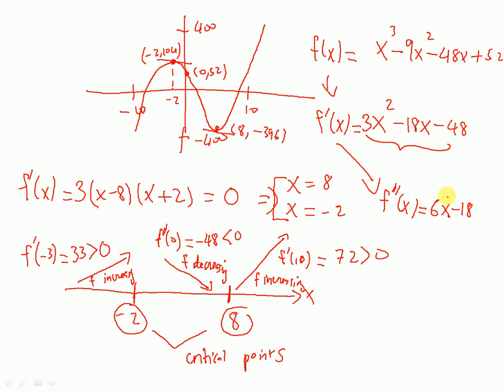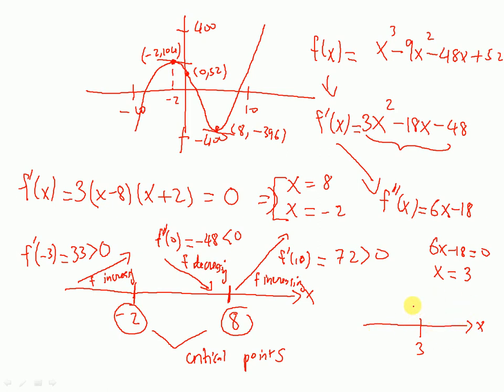Now, again, when you get your second derivative, you also have to set that equal to 0. So if I set 6x minus 18 equal to 0 and solve for x, it gives me 3. Okay. Now I draw that on the number line again, x equals 3, right? And then I have two different intervals. One is on the left of 3, the other one on the right of 3.